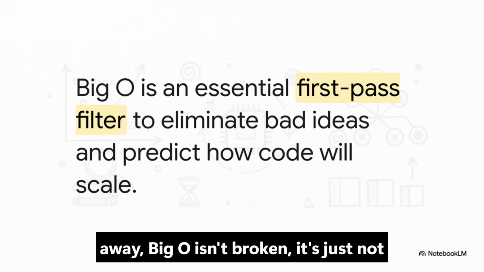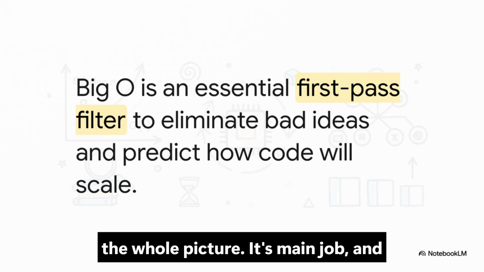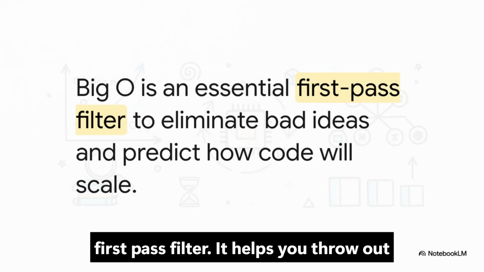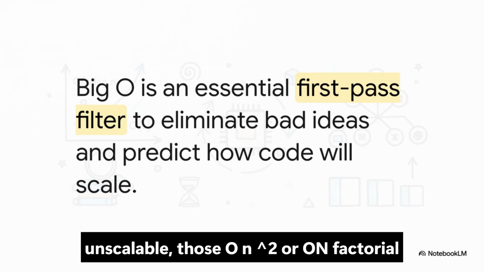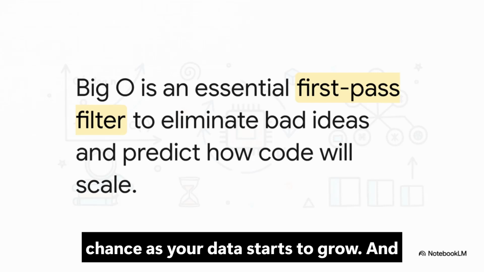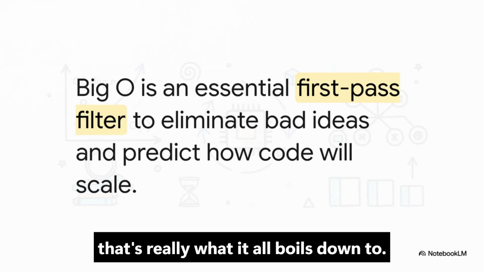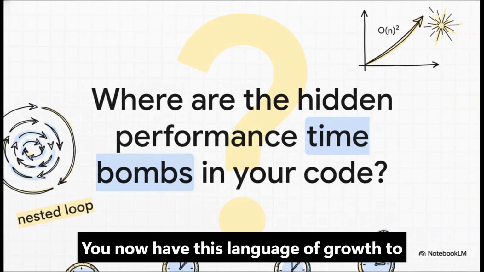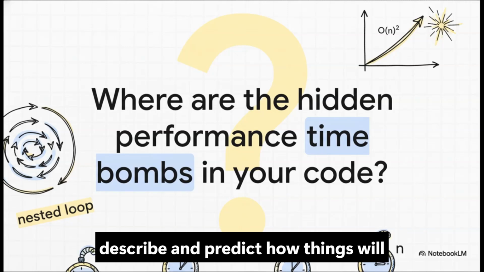Big O isn't broken. It's just not the whole picture. Its main job, and it's an incredibly valuable one, is to be a first-pass filter. It helps you throw out the ideas that are fundamentally unscalable, those O of n squared or O of n factorial algorithms, and it guides you towards solutions that actually have a fighting chance as your data starts to grow. And that's really what it all boils down to. You now have this language of growth to describe and predict how things will scale.